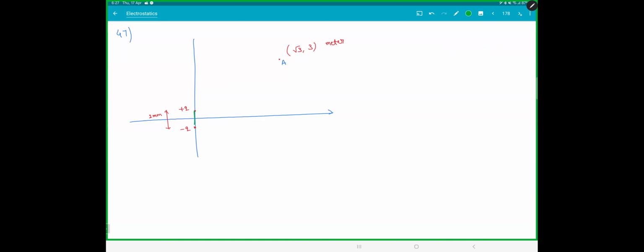So this will be the dipole here, p bar. So p will be q times 2 mm, that is q into 10 power minus 3. I should have given you the value for q, but okay. I got p from here. So from here to here, this will be your r, which is the root of root 3 square plus 3 square, that is root 12, which is 2 root 3. What is the angle?